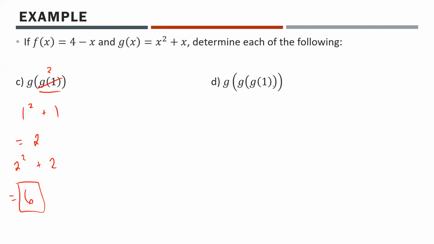So g of 1, we actually have already determined that. We know g of 1 is equal to 2. And then that means we're taking g of 2, which we've also already determined in this last question. That's going to be 6. So you know what? I'm just going to cross this whole thing out. We're going to save us some trouble. We're really looking for g of 6. Well, g of 6 is going to be 6 squared plus 6. And 6 squared is 36 plus 6 is 42. So g of g of g of 1 is going to be 42 here.